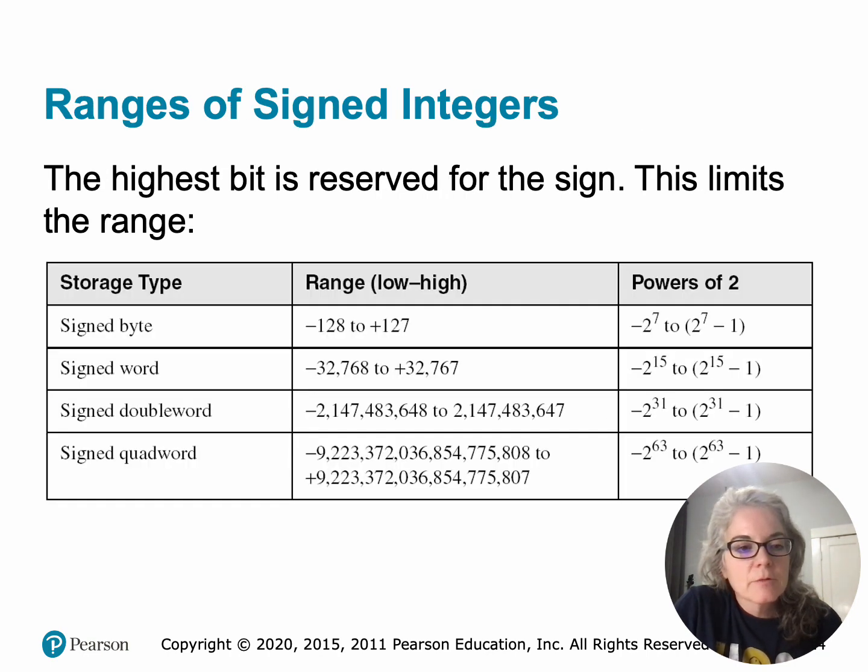Here we're looking at the ranges of signed integers. The highest bit is reserved for the sign. This limits the range, so this decreases the range. The range of a signed byte is negative 128 to 127.